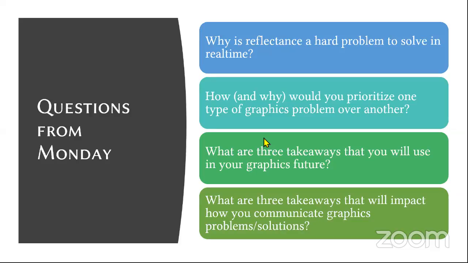All right. So one way to prioritize is, do you even need it? Look at what you're trying to simulate and decide, does it add to the visual realism or to the aesthetic realism that you're trying to portray? Okay. What do you think, Daniel? How and why would you prioritize one type of graphics problem over another?